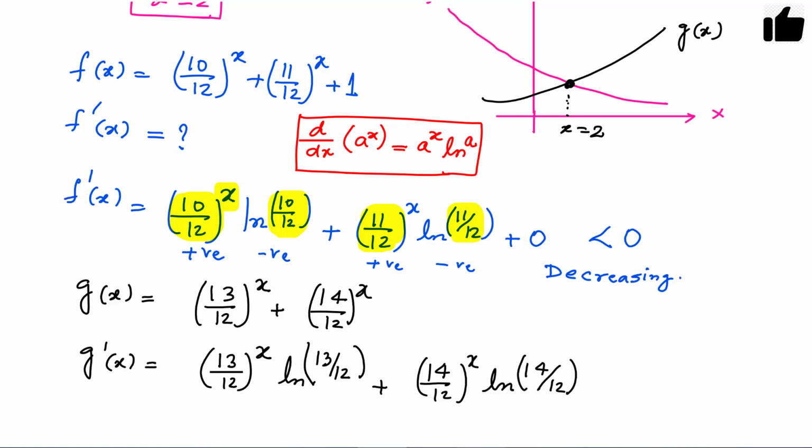Now see, this number 14/12 is greater than 1, and if you take the log, it will be positive. Similarly, 13/12 is greater than 1, and if you take the log, it is positive. And the powers are also positive. So everything is positive here, and finally g'(x) will be positive. This means g(x) is an increasing function. So one is increasing, another is decreasing, and they will intersect only at one point.